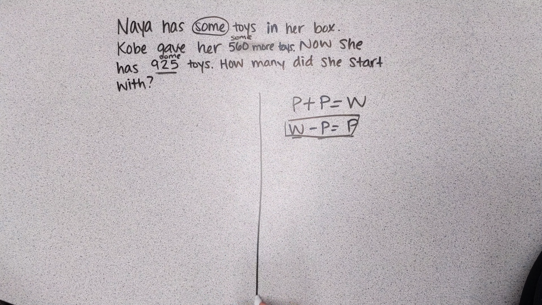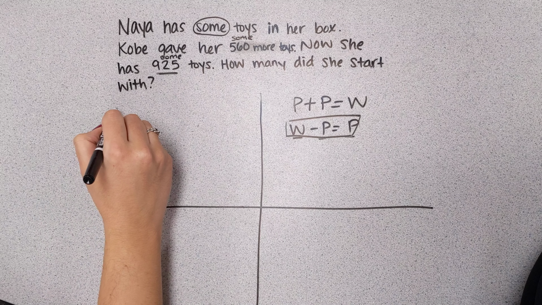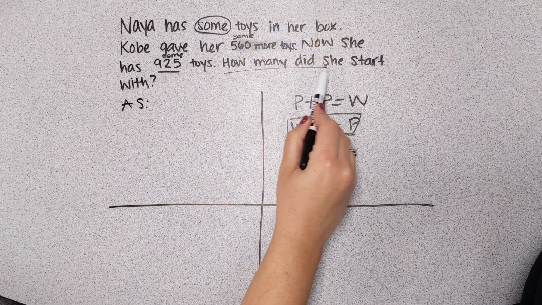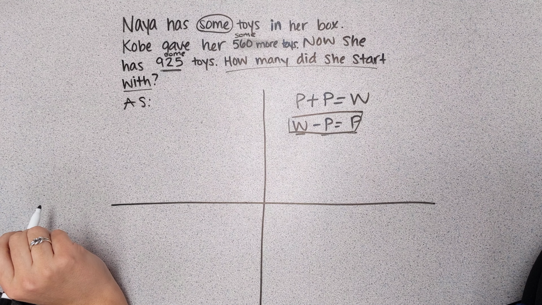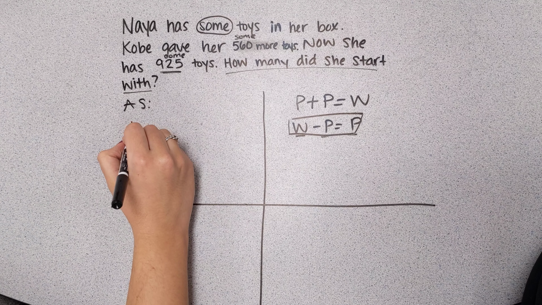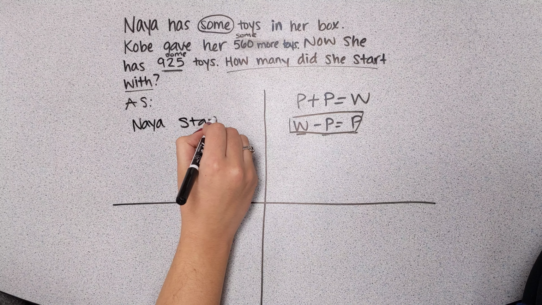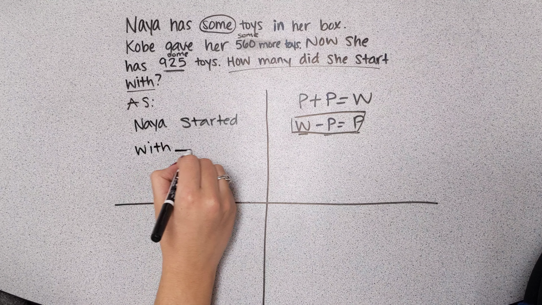So now to solve, I do my foursquare. Here we have the answer statement, where I turn my question into a statement. How many did she start with? I'll put Naya started with blank toys.